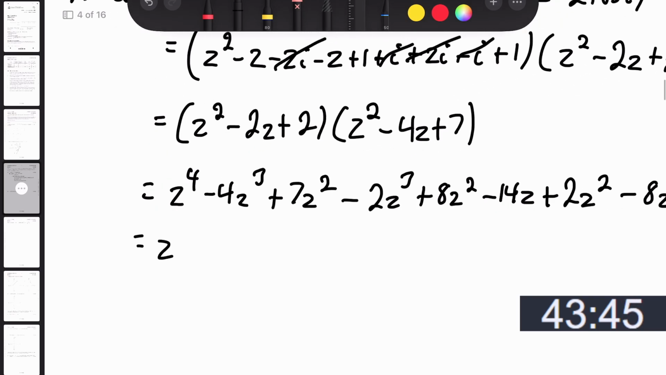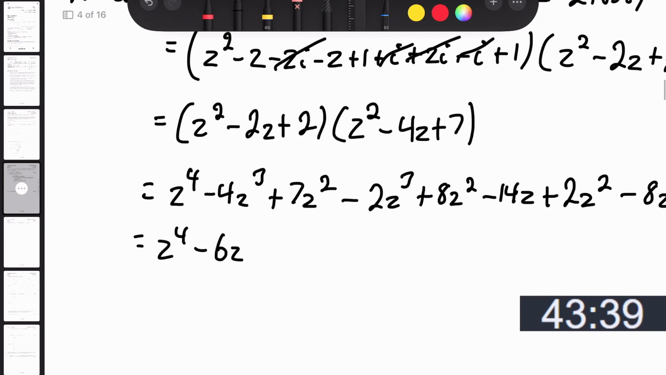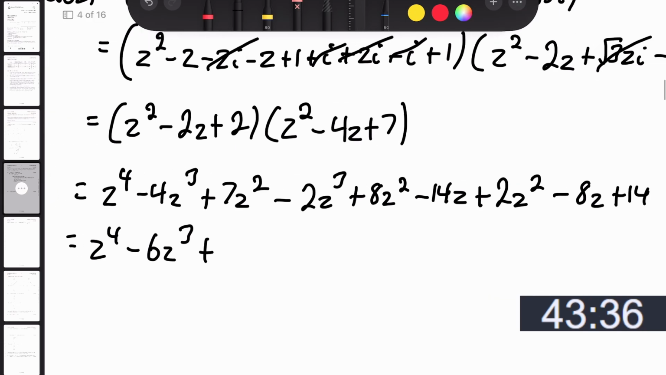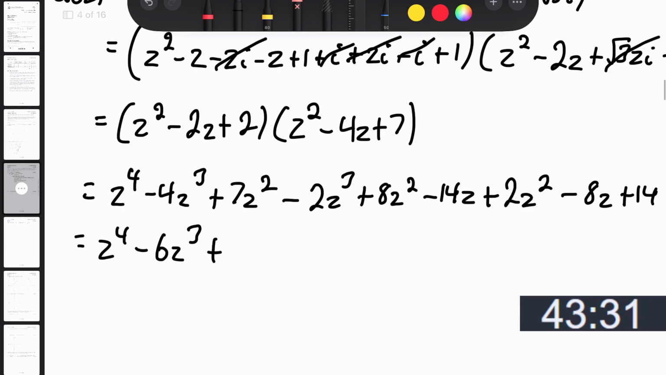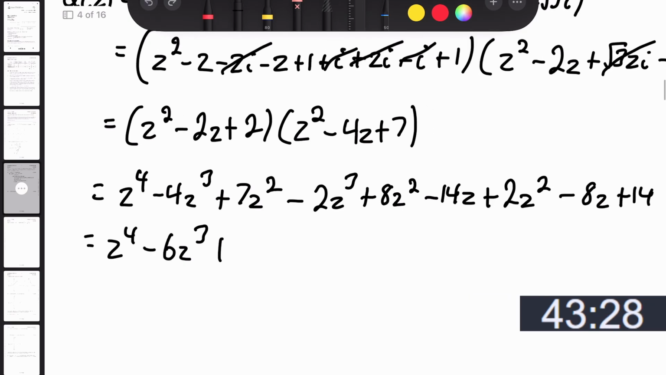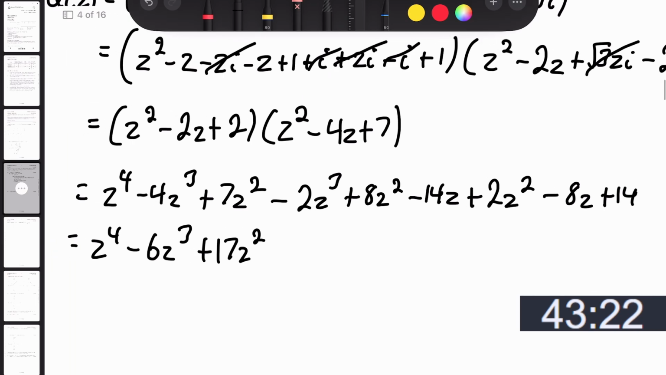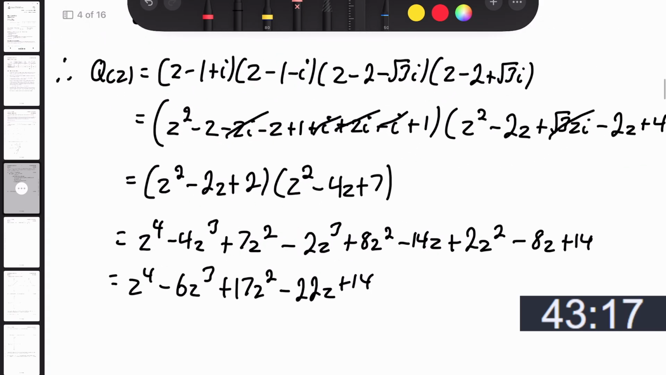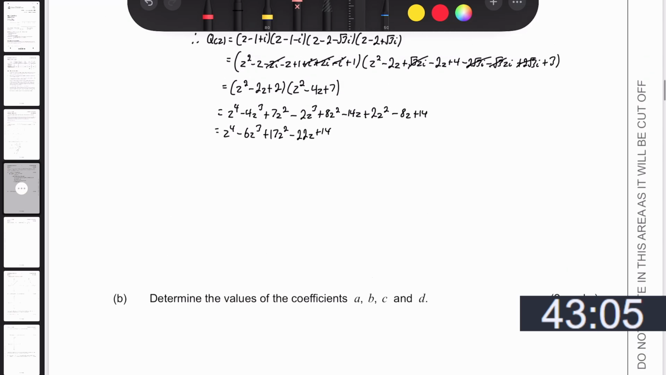So then let's see, this is going to be z to the power of 4 minus 6z to the power of 3 plus z squared is 7, 15, 17z squared minus 22z plus 14. I believe this is right, minus 2z to the power of 3 plus 8z squared minus 14z plus 2z squared minus 8z plus 14. Okay, determine the values of the coefficients a, b, c, and d.